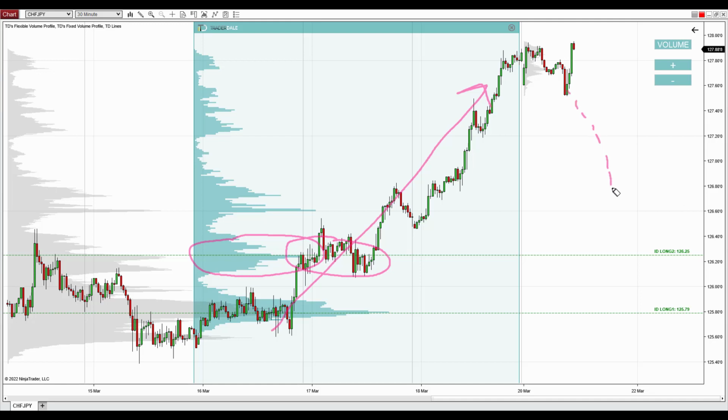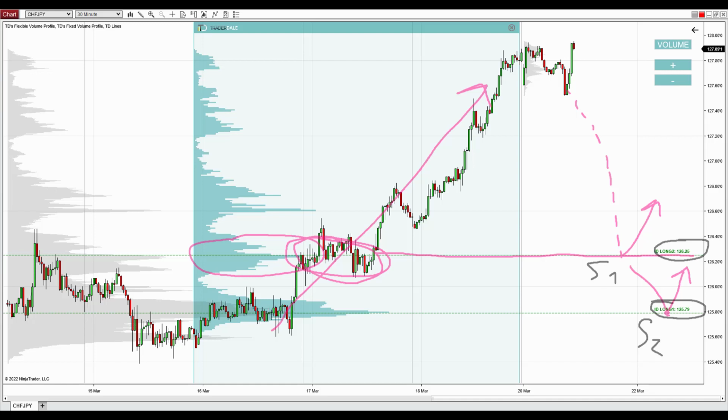So when there's a pullback, then I think those buyers will want to defend this zone. They'll become active and they'll want to push the price upwards from there again, right? And then I hope for a second pullback to this level and also a reaction, right? So the first support is at 126.25 and the second day trading support is at 125.79, right? So that's about the Swiss franc Japanese yen.